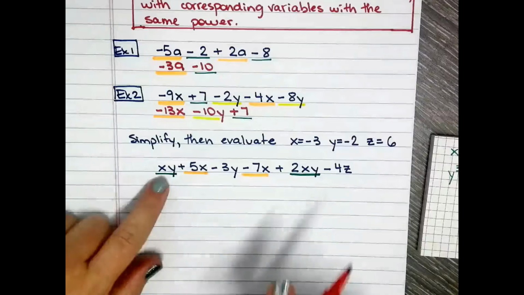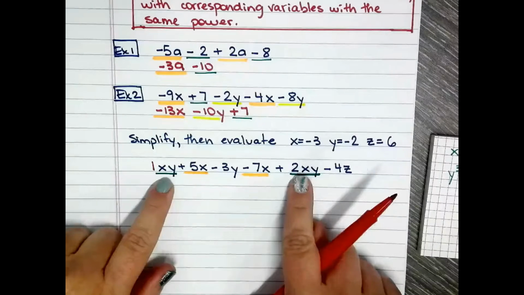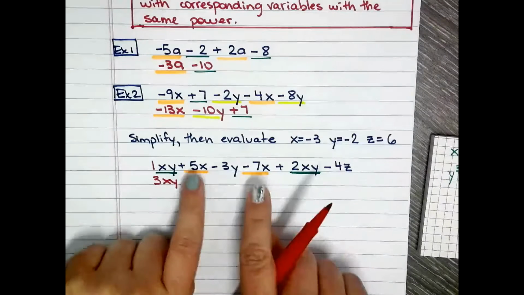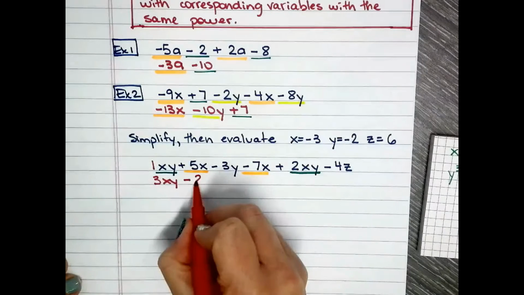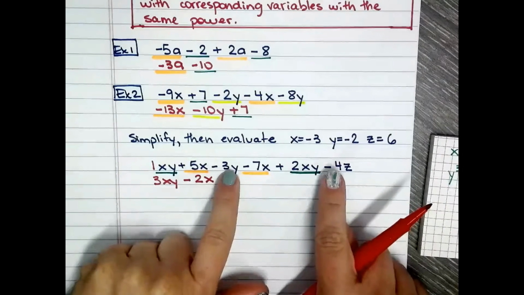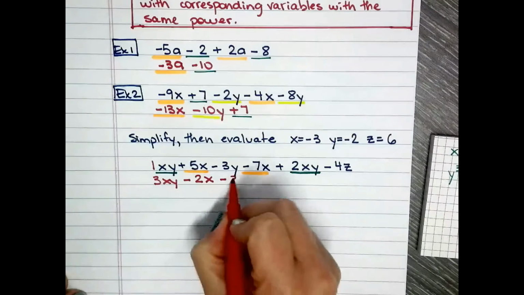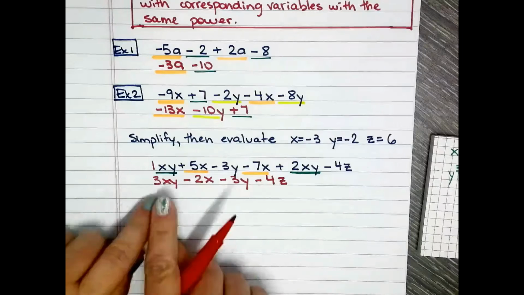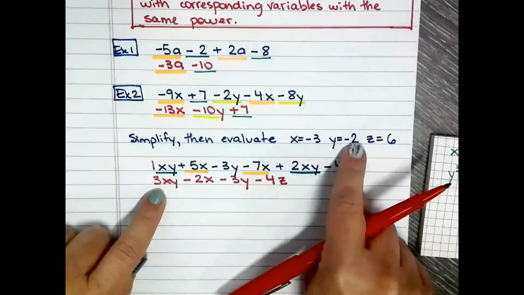So here we go. 1xy, I have an invisible one right there. 1xy plus 2xy, I have 3xy. 5x minus 7x, I have -2x. What else do I have? And then I have these two that don't have anybody to combine with. So just minus 3y minus 4z. Now that this is the best I can do to simplify this, I will go ahead and evaluate.